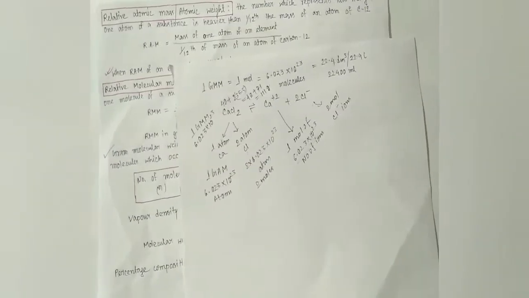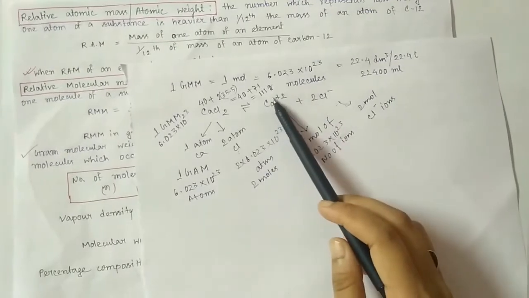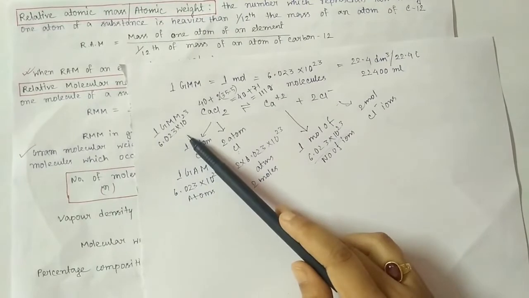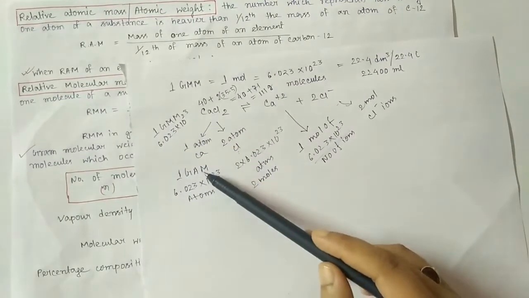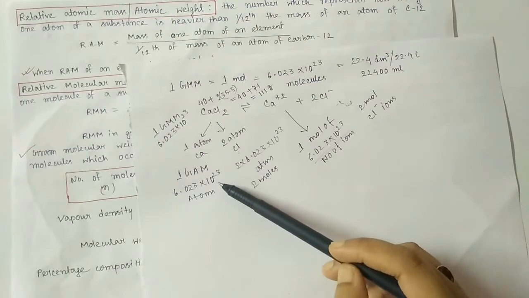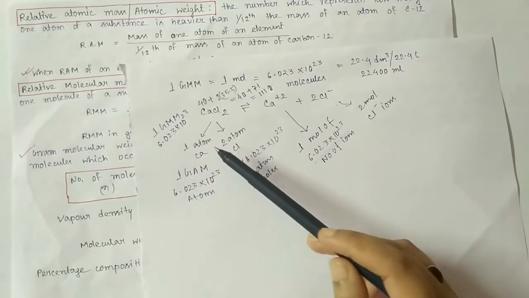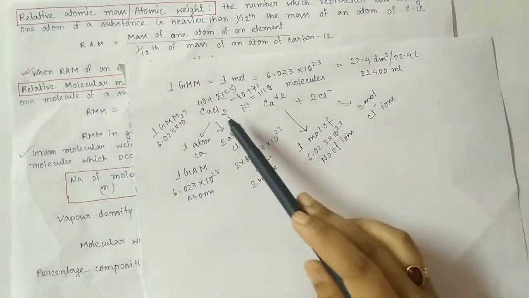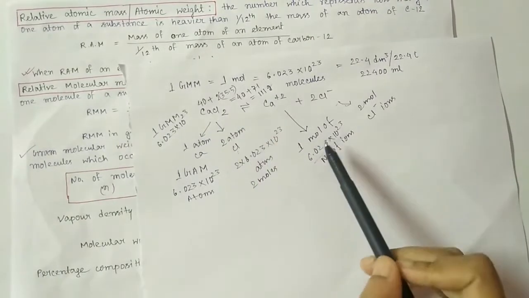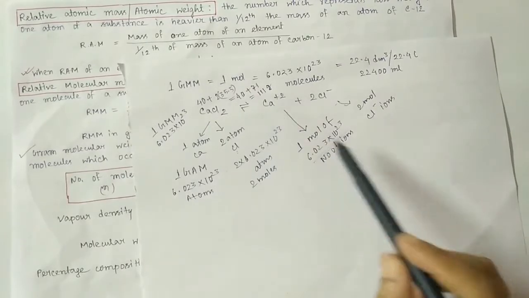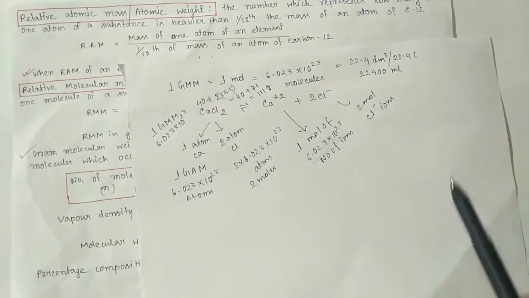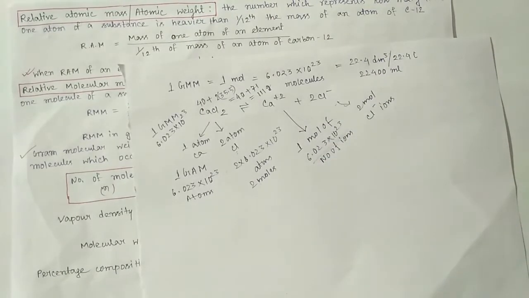So from this we can conclude that in 111 gram of calcium chloride, there will be 6.023 into 10 to the power 23 number of molecules and 6.023 into 10 to the power 23 atoms, or 1 mole of atoms of calcium, 2 moles of atoms of chlorine, 1 mole of calcium ions, and 2 moles of chloride ion. So this is a general rule. You have to remember this example always.